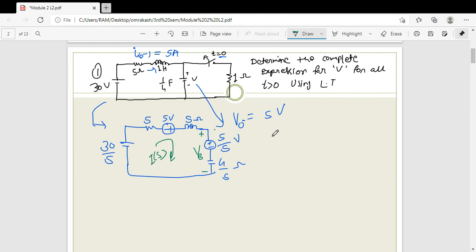Now use KVL here and solve this. So what is the value? This is your positive, negative. So this is your total voltage, which is equal to 30 by S, right?